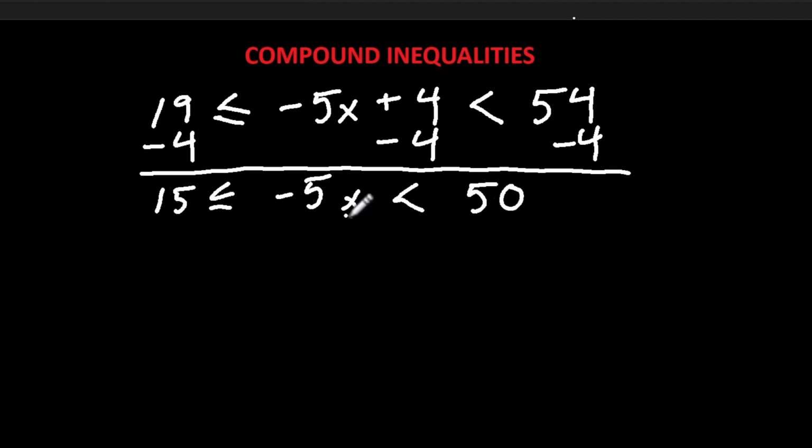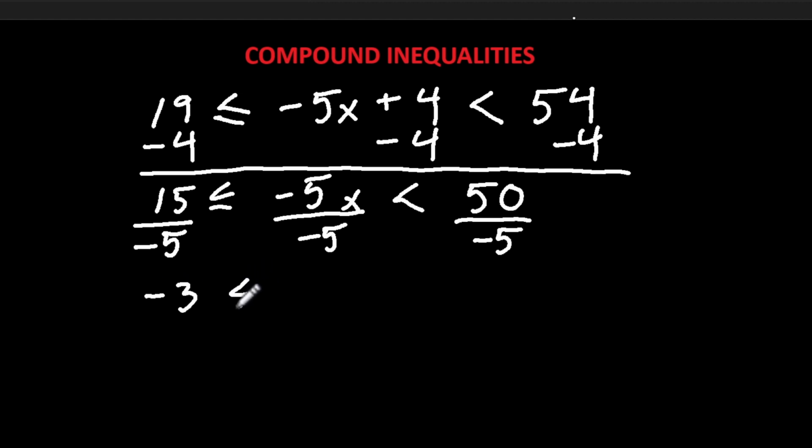Now, since I have to get the x by itself, I'm going to have to divide each of these terms by the same number, and this needs to be positive x. So I'll divide each of them by minus 5. Now, finally, I'll get minus 3 is less than or equal to x, which is less than minus 10. Since I divided each of these by minus 5, I have to flip both of these inequalities.